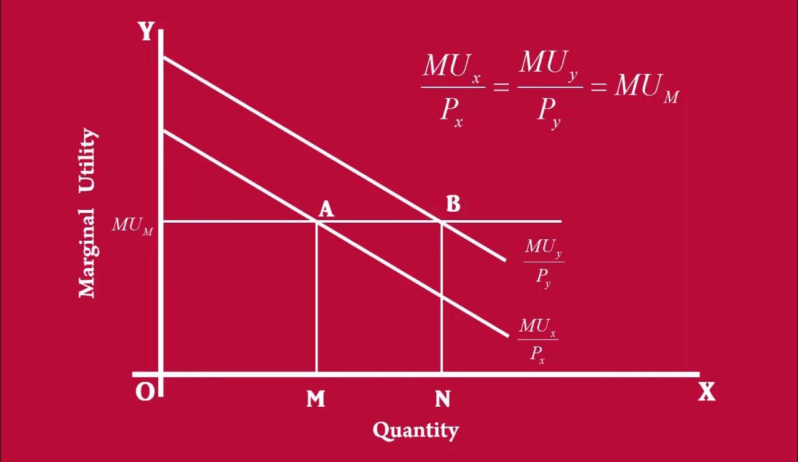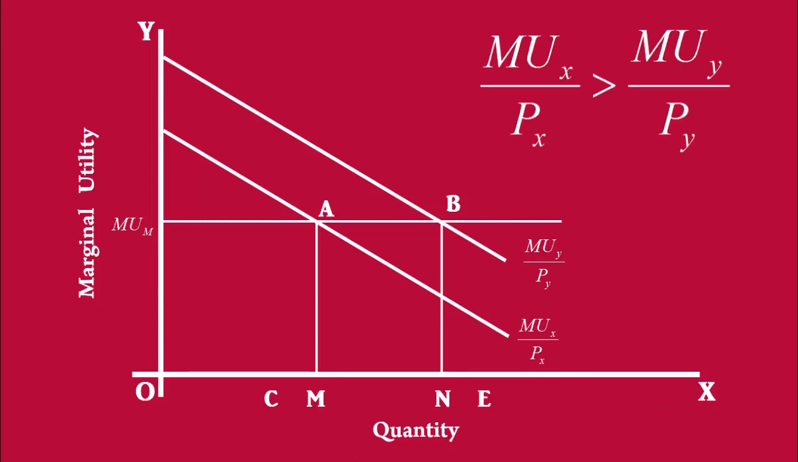Okay, let us examine what will happen if he changes the quantities or reallocates his income. Assume the consumer consumes C units of good X, which is less than the equilibrium quantity M units. The surplus money is diverted to good Y. He consumes E units, which is greater than the equilibrium quantity N. At the very outset, you must understand the equilibrium condition is disturbed. MUX by PX greater than MUY by PY.